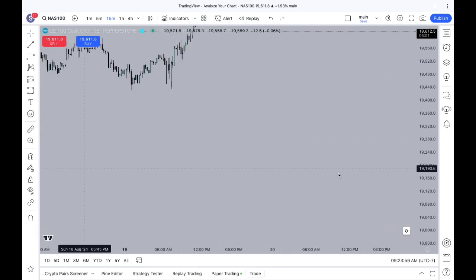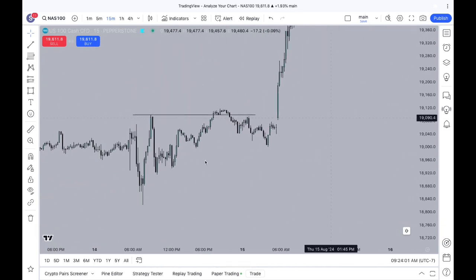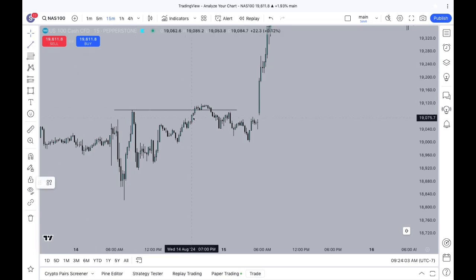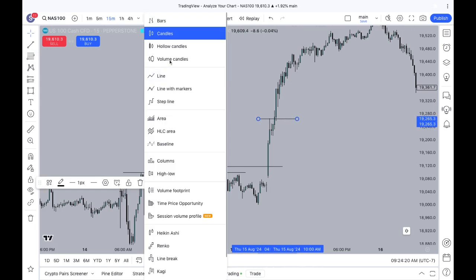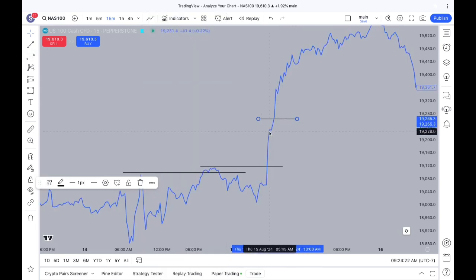Now we're gonna jump into displacement. We can start off with this obvious displacement right here. As you can see, price fully displaced through, and we had a break of structure right here. Mark that out. If you don't believe me, we can go on to the line chart, and we can see that right here we broke structure.